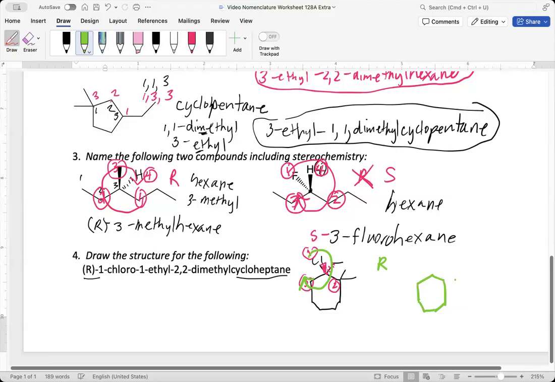There's my cycloheptane ring. I've got my methyl groups on the 2 position. I've got the wedged chlorine, and I've got the dashed ethyl group. So this is R-1-chloro-1-ethyl-2,2-dimethylcycloheptane.